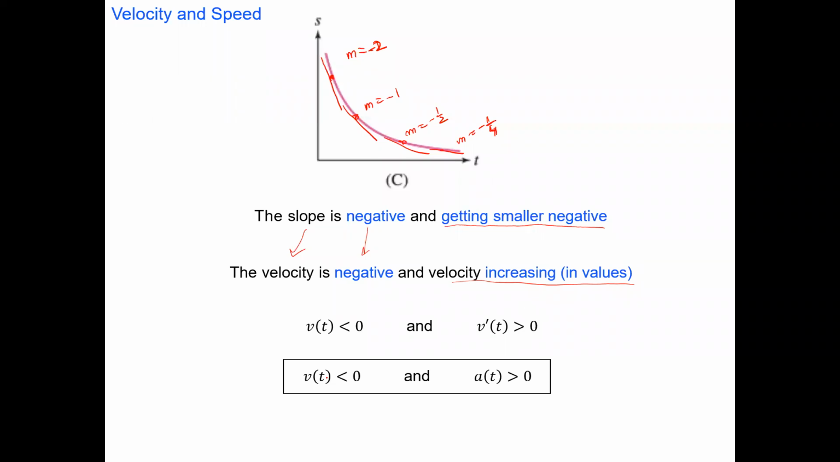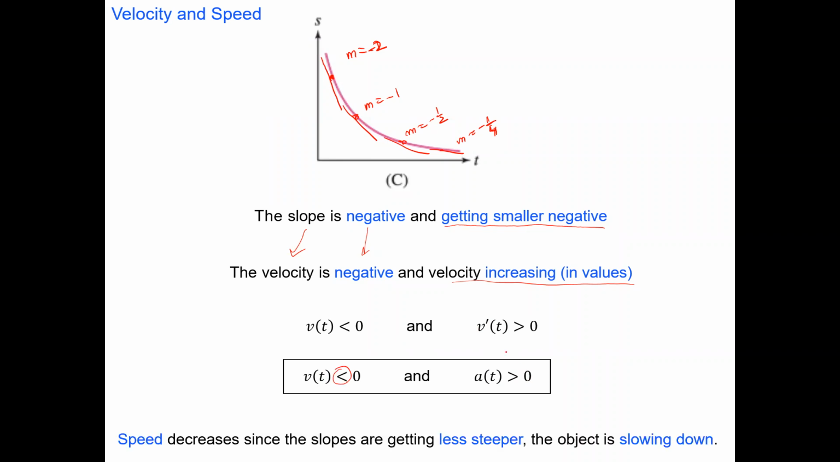Let's maybe look at this one. Velocity negative, derivative of the velocity, of course, is acceleration, it's positive. So velocity negative and acceleration positive. Yeah? This will be the situation that the speed is decreasing. The speed is decreasing because speed is the absolute value of the velocity. When I take absolute value, then yes, the numbers are decreasing.